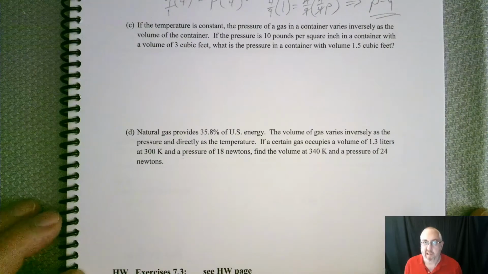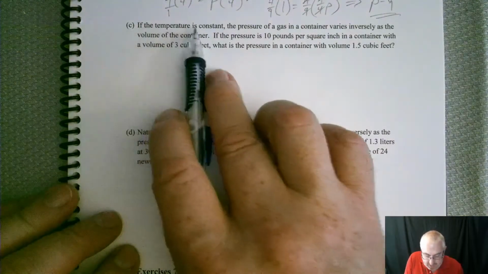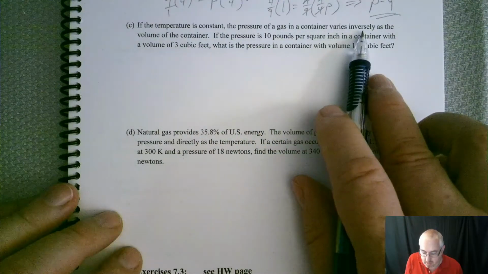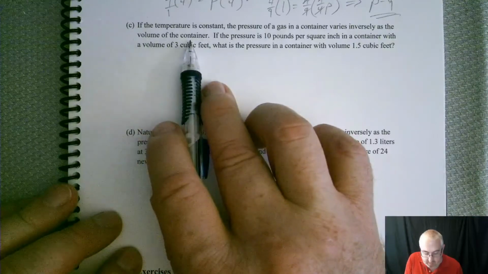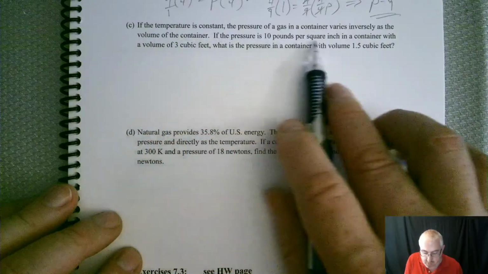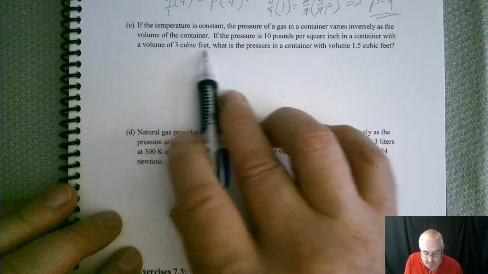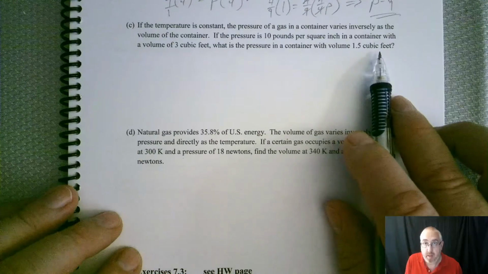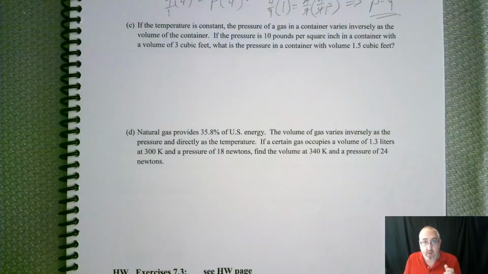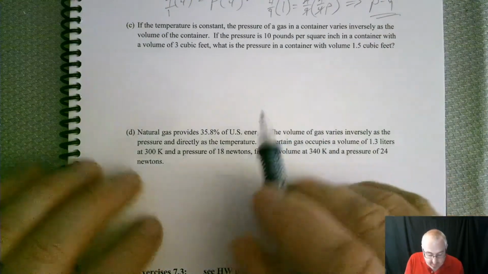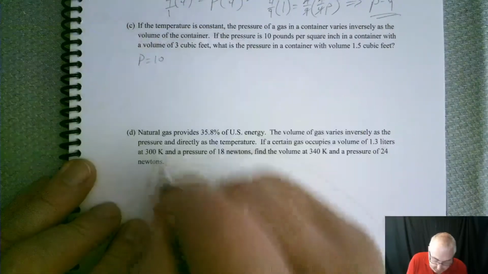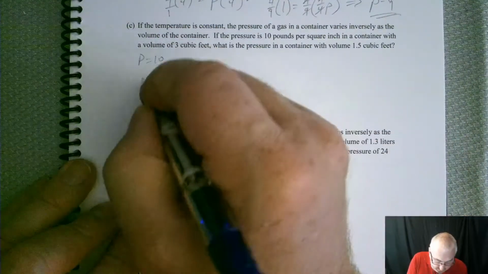A little more wordy. Yay. If the temperature is constant, the pressure of a gas in the container varies inversely, so there's our key words, as the volume of the container. If the pressure is 10 pounds per square inch in a container with a volume of 3 cubic feet, what is the pressure in a container with a volume of 1.5 cubic feet? So again, they're looking at pressure and volume. Those are the two variables in this case. So we can use P and V. So the pressure is 10 pounds, so P equals 10 with a volume of 3.